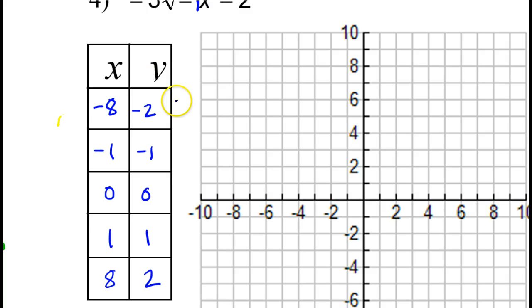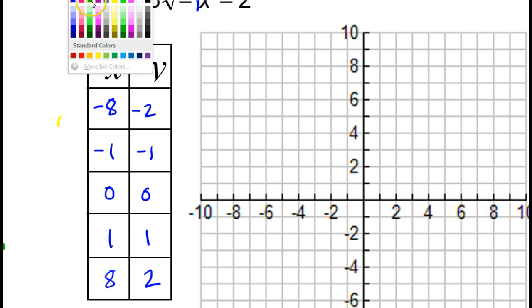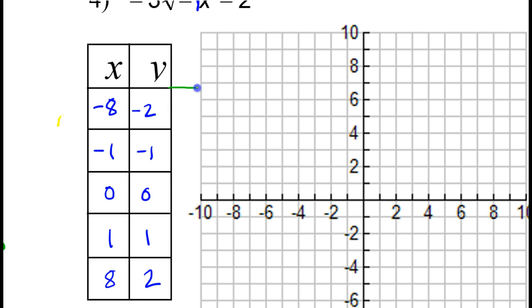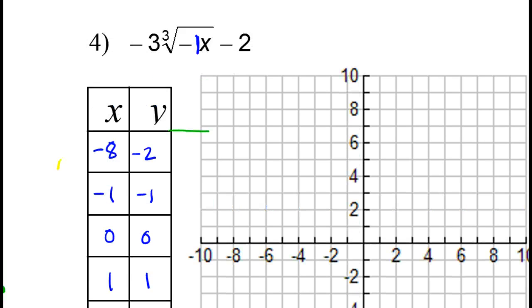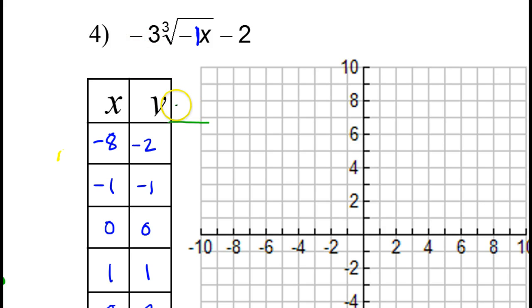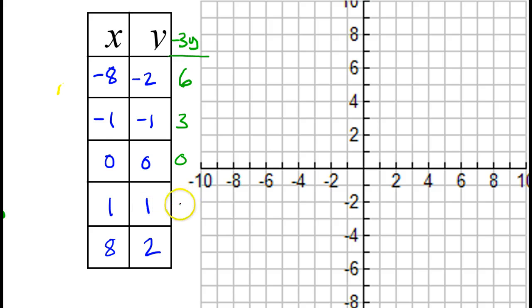Now, we will get our new y column, which I will do in green, by multiplying by this a value out front. So I will do negative 3y, and that will give us a new y column. So negative 3 times each of these. Negative 3 times negative 2, that's positive 6, and I'll have a positive 3 and 0. Negative 3 times 1 is negative 3. And negative 3 times 2 is negative 6. So these are my new y values.